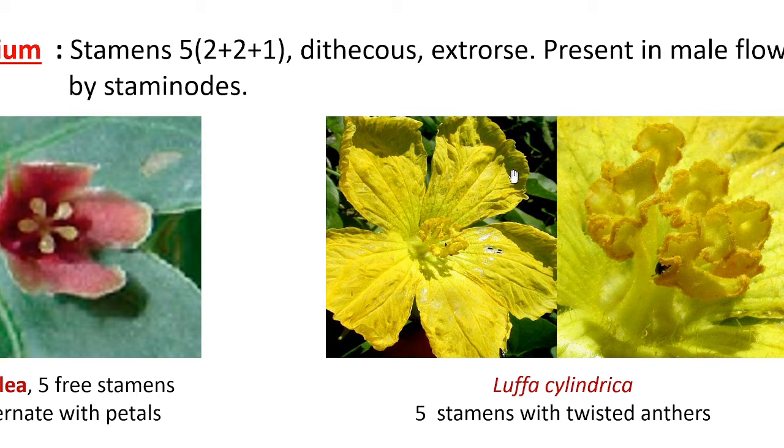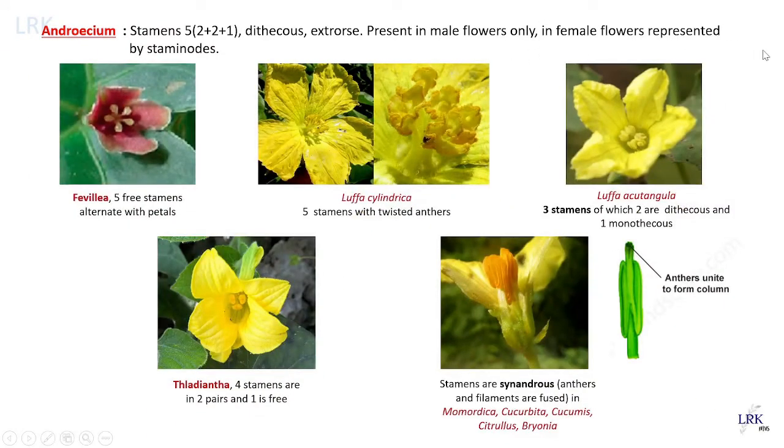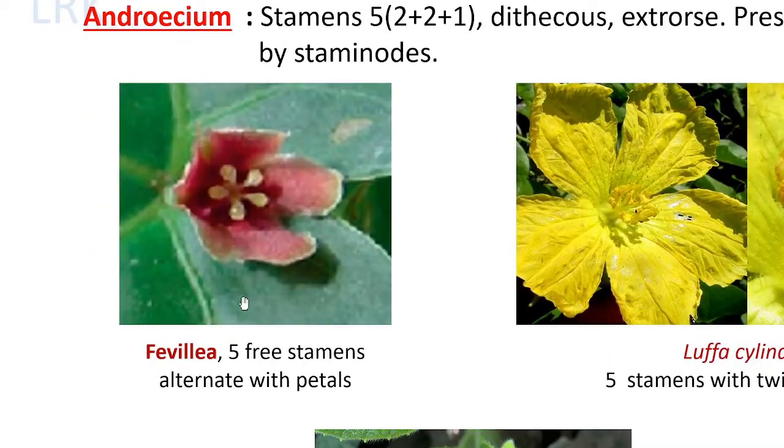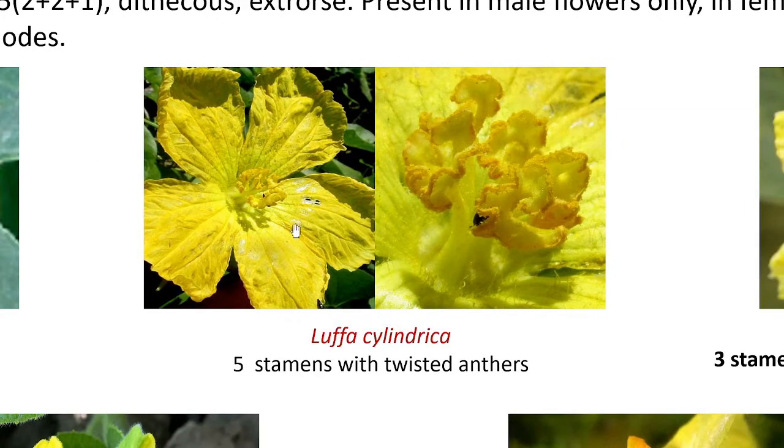They are present in male flowers only, and if at all these stamens are present in female flowers, they are sterile and called staminodes. You can see here in Fevillea, we have 5 stamens alternating with the petals. These are the 5 stamens alternating with petals. And in Luffa cylindrica, these are 5 stamens with twisted anthers. You can see here the anthers are twisted.